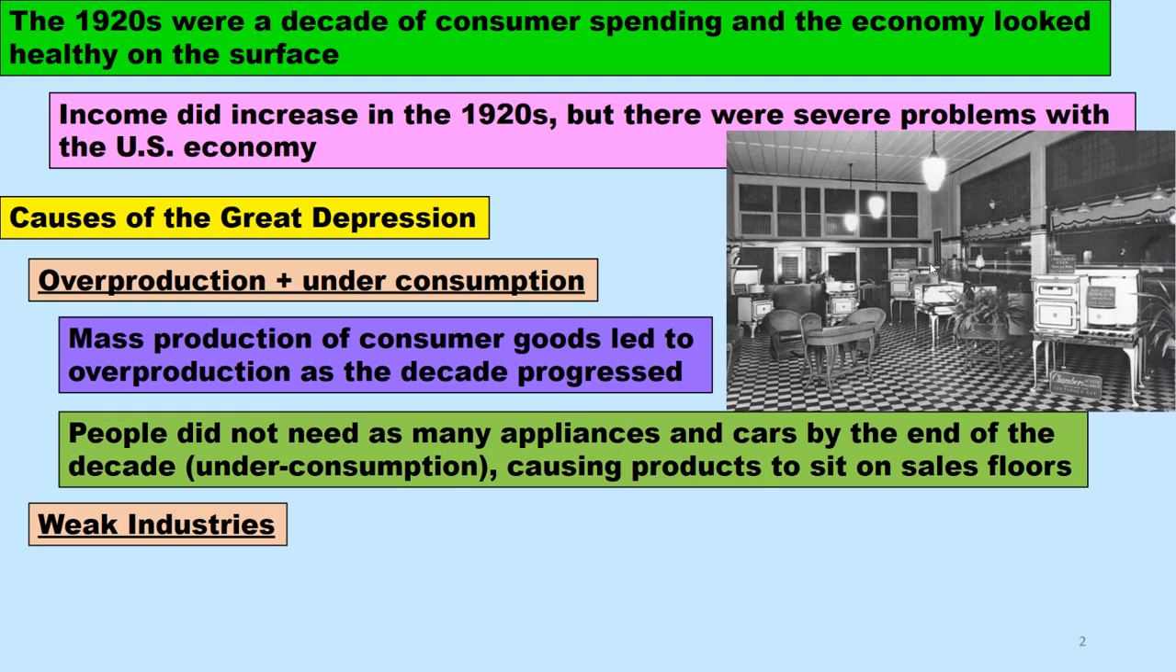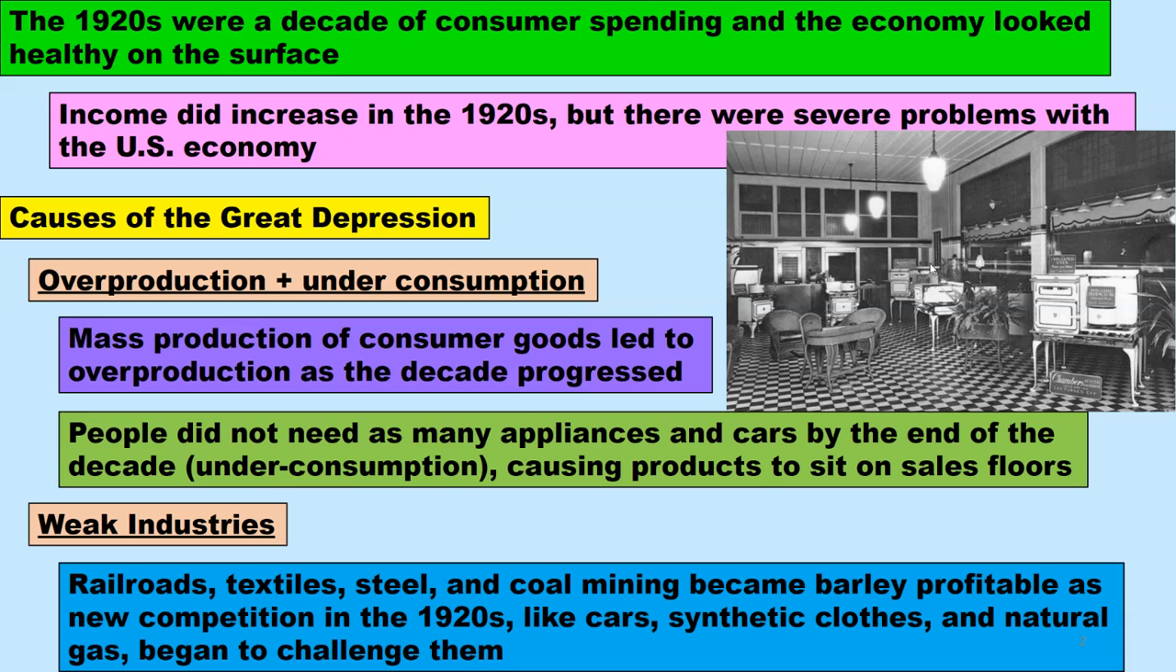Okay. So the next one, which kind of goes along with overproduction and underconsumption, is weak or weakened industries. A lot of your old core industries, right? Railroads, textiles, steel, coal mining, they become barely profitable because of a shift in industry. New competition like automobiles are going to start replacing railroads. Synthetics are going to start replacing textiles, natural gas, things like that. So it's challenging the status quo of the strongest industries from the Gilded Age.